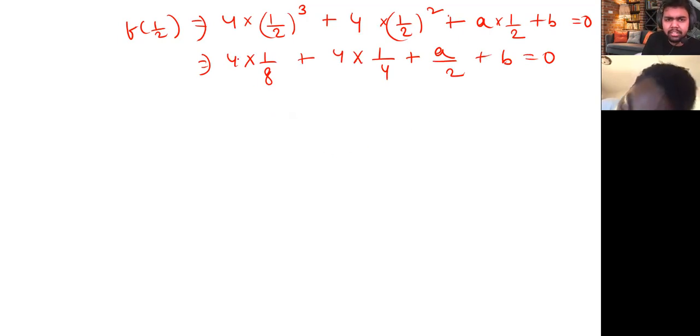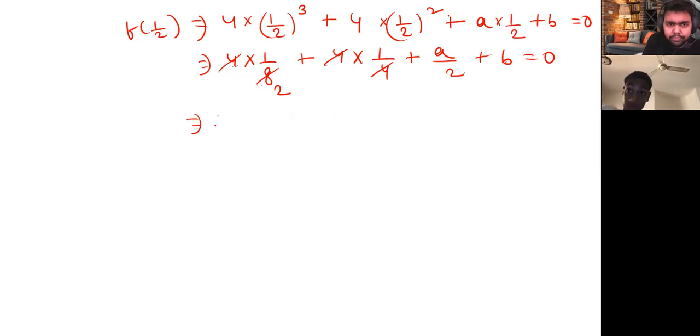Now see, can I cancel them? 4 twos are 8. Plus b equal to 0. Now see, what would be 1 by 2 cube? It would be 1 by 8. What would be 1 by 2 square? It would be 1 by 4. Now I can cancel this 4 and 8. 4 twos are 8. And 4 will cancel each other. See what I will be having? I would be having 1 by 2, plus I would be having just 1, I would be having a by 2, plus b is equal to 0, right?